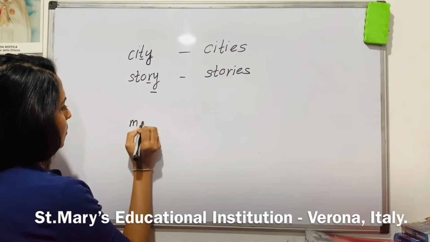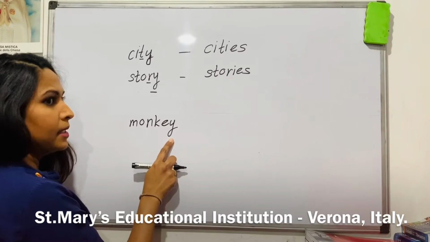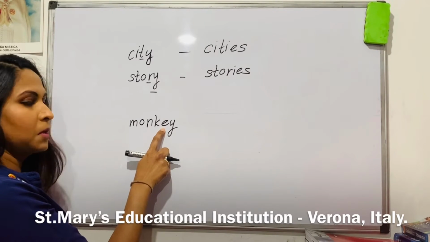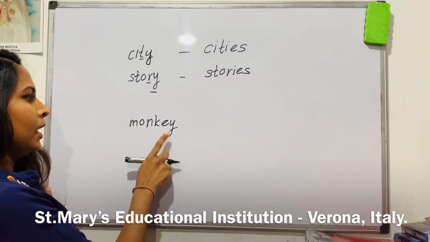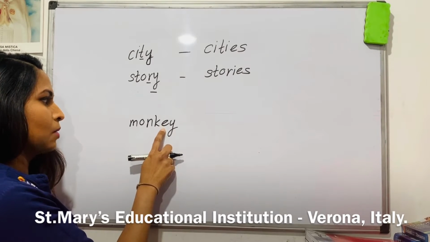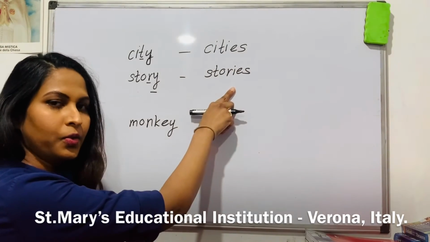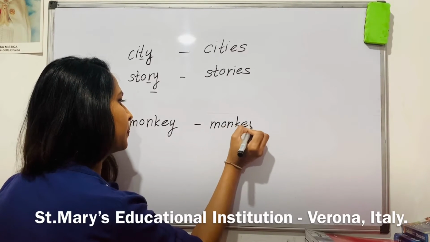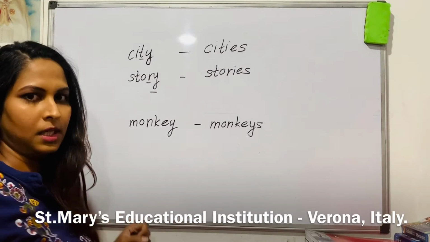When it comes to this word, the last letter is Y, but what is before that? It is not a consonant, it's a vowel. If the last letter is Y and it has a vowel before that, at that time we do not follow this rule and we just add S to the word. Monkey becomes monkeys.